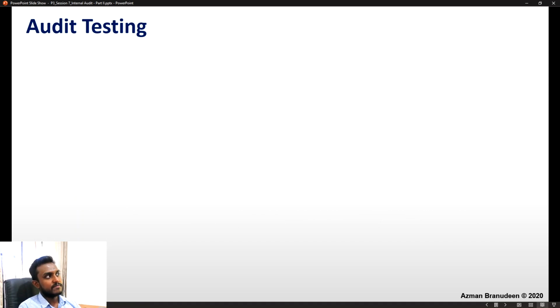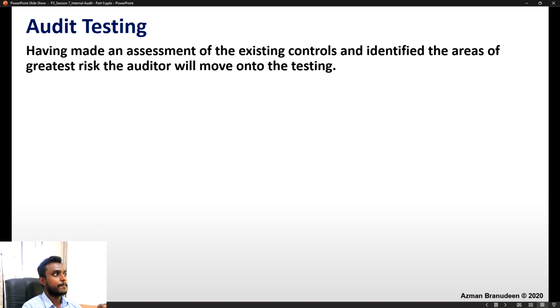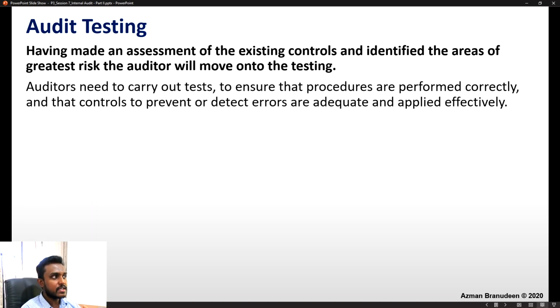Now we get into another very important aspect of audit, that is the audit testing aspect. Even in the audit process, you would have realized there is a testing stage, and that is what we are going to look at now. In audit testing, once you have made the assessment of the controls and identified the areas of greatest risk, the auditor can move to the testing stage. Auditors need to carry out tests to ensure that procedures are performed correctly and that controls to prevent or detect errors are adequate and applied effectively.